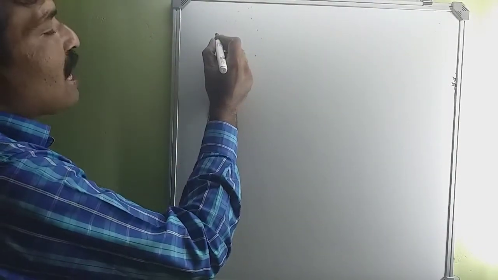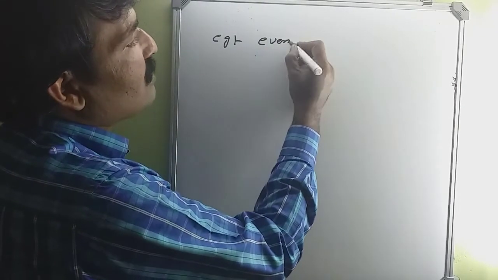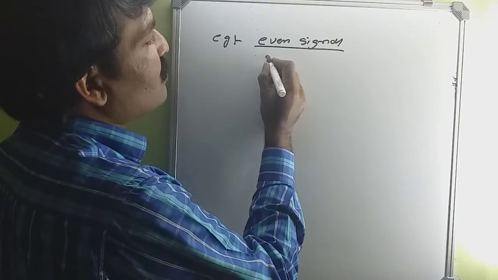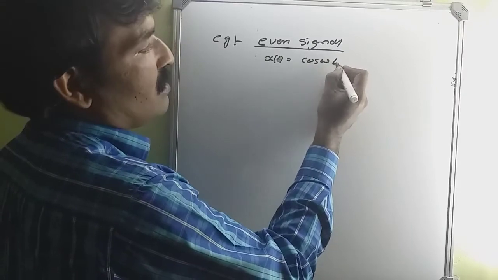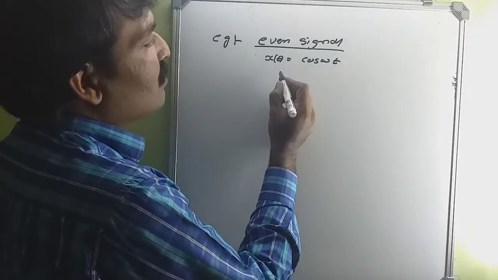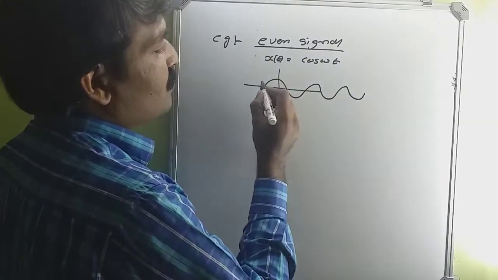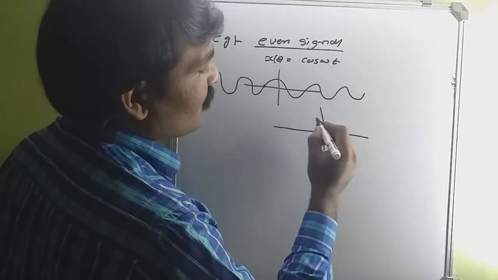Now, an example of an even signal: x of t is equal to cos omega t. Then this is the signal. Then another example is a square signal.